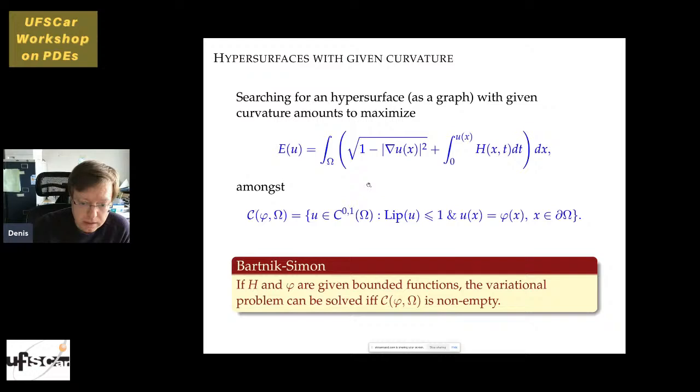So, in fact, the variational problem can be solved as soon as this set is non-empty. What does it mean that this set is non-empty? It means that the boundary data you prescribe needs to be extendable as a Lipschitz function in the whole domain with a Lipschitz constant less than one. Okay. If, for instance, you link two points on the boundary by a line and the slope is bigger than one, then there is no such extension. Okay.